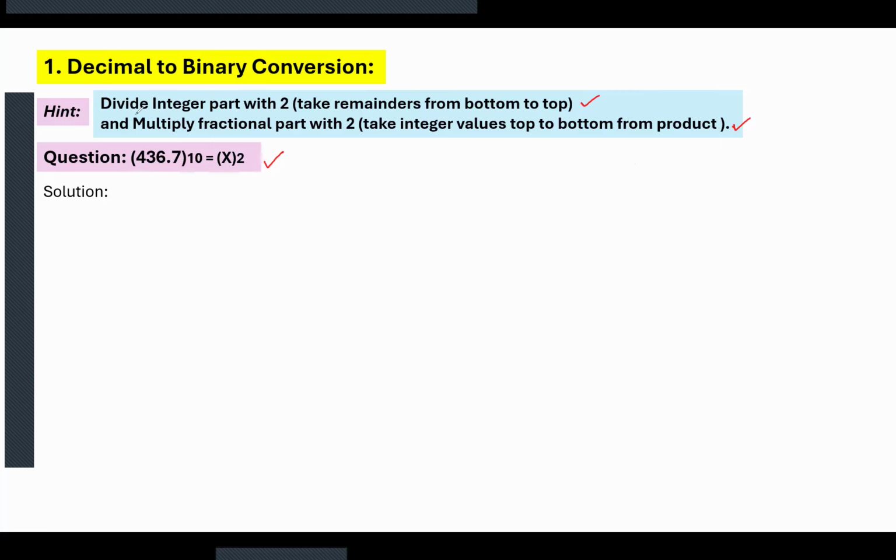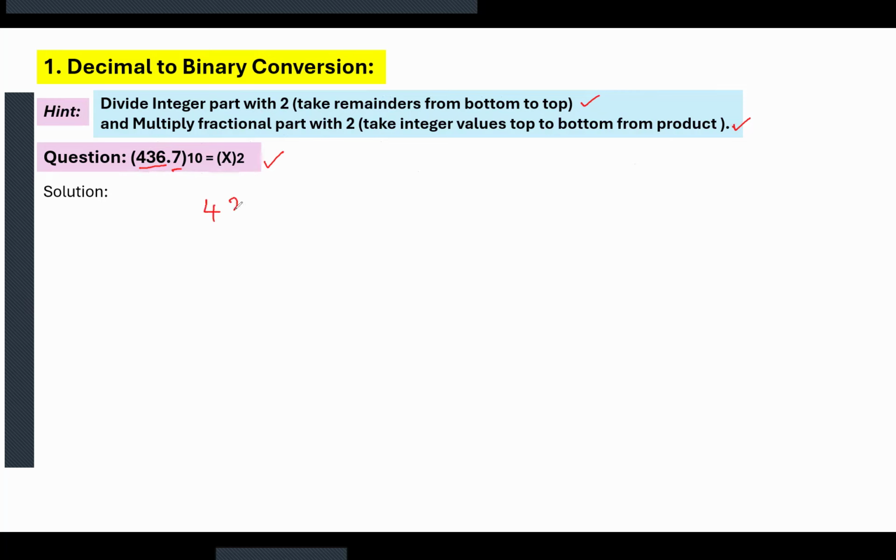The first step is divide integer part with 2. In this given number, before decimal point is integer part, this is fractional part. So first divide integer part with 2 and then take remainders from bottom to top. Similarly, for fractional part, multiply fractional part with 2 and take integer values from top to bottom from product values. Now let us do this conversion.